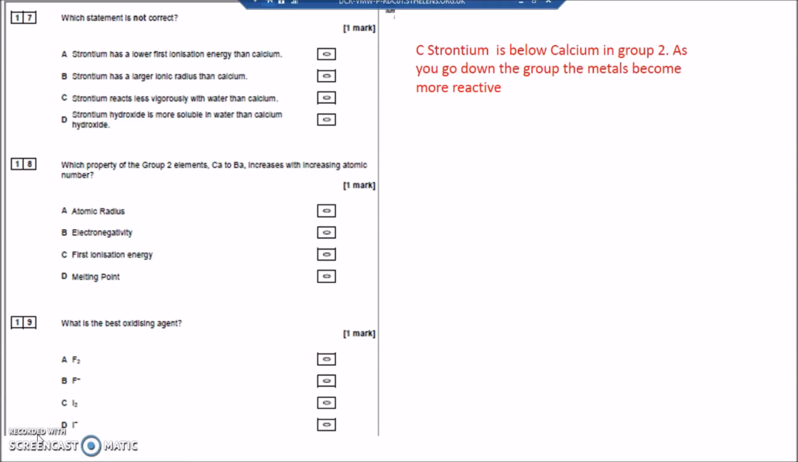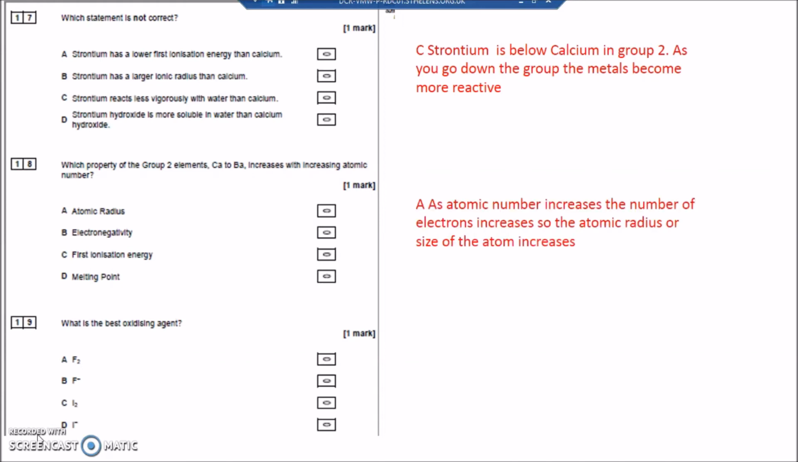Which property of the group 2 elements, calcium down to barium, increases with atomic number? Straight off, atomic radius, we've discussed that already. As you go down a group, more electrons, more shells.